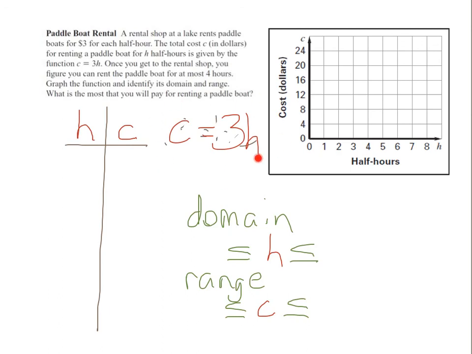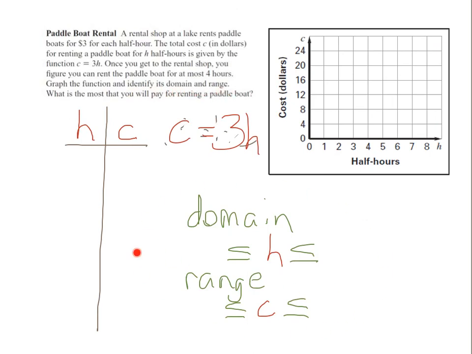Once you get to the rental shop, you figure you can rent the paddle boat for at most 4 hours. That is important information. If you can only rent it for at most 4 hours, either H or C, I will let you decide, must be at the most the number 4. Well, would that be H or would that be C? Graph the function right here and identify its domain and range.